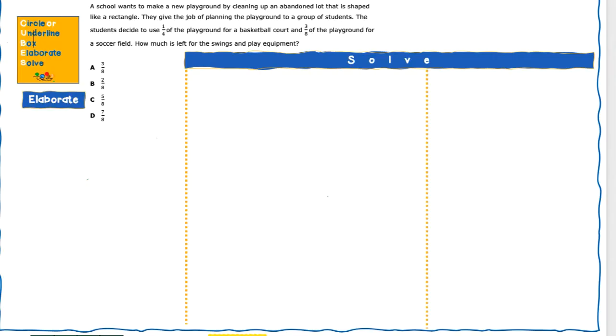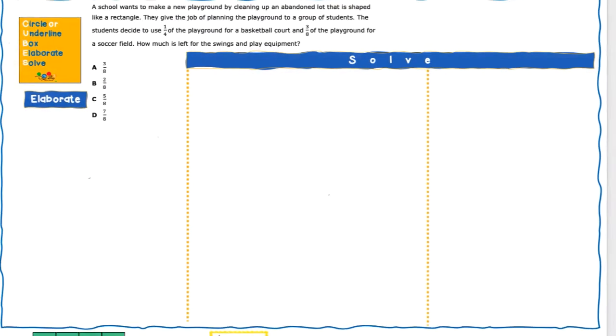Hello, we're gonna solve this question. Please read with me. A school wants to make a new playground by cleaning up an abandoned lot that is shaped like a rectangle. They give the job of planning the playground to a group of students. The students decide to use 1/4 of the playground for a basketball court and 3/8 of the playground for a soccer field. How much is left for the swings and play equipment?